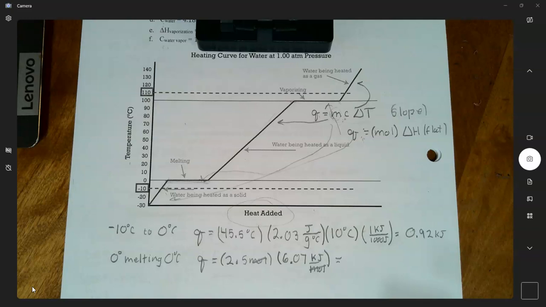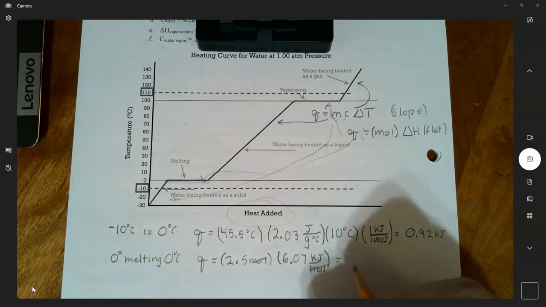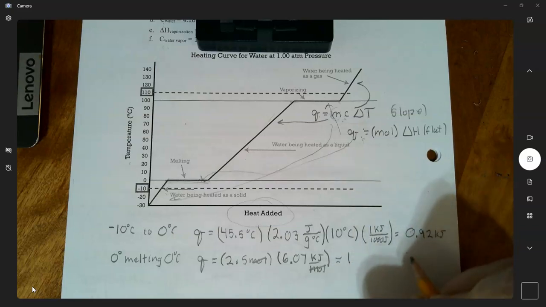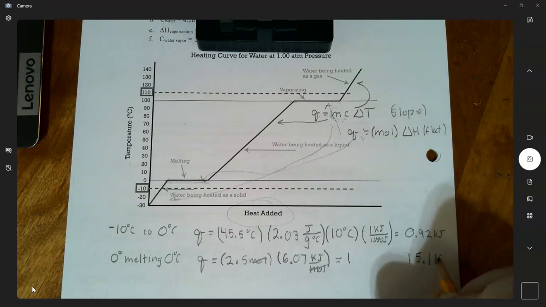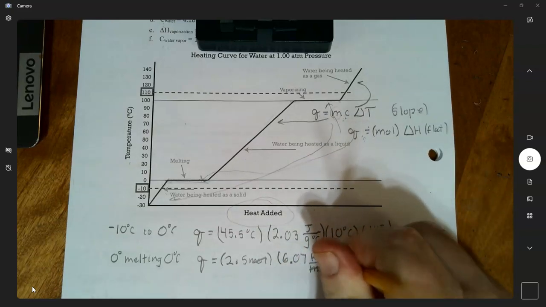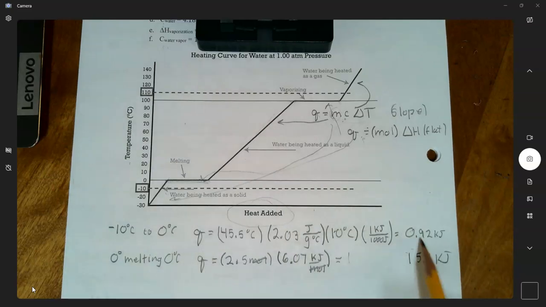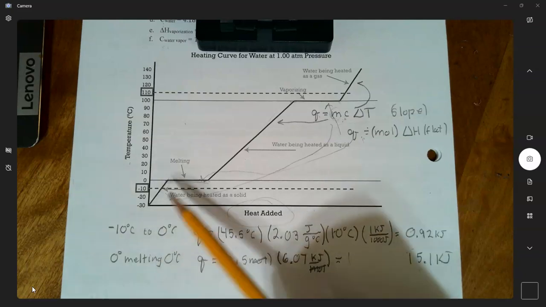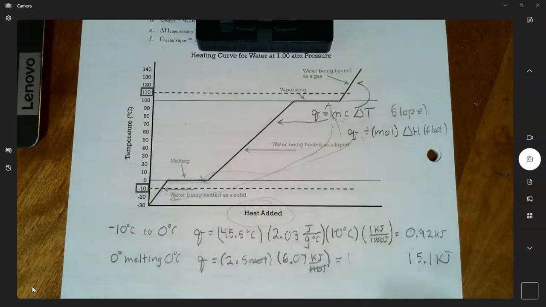So now it's 2.5 times 6.07, and that's going to give you 15.1. I'm going to write it over here so these are all lining up right here. It's already in kilojoules, so we don't need to make the conversion. Okay, so we're going to add these heats up at the end to determine how much heat it takes to go from the -10 up to the positive 110.